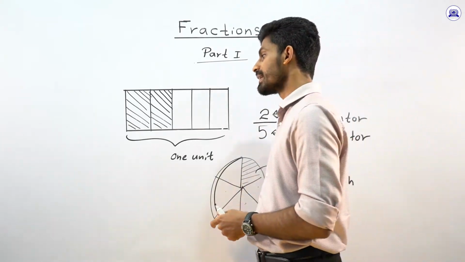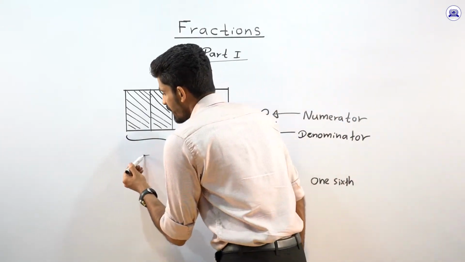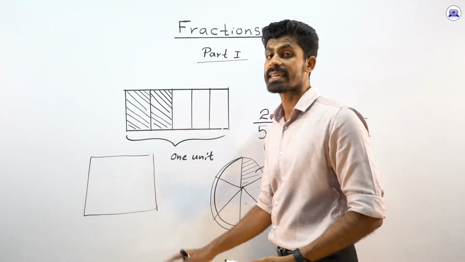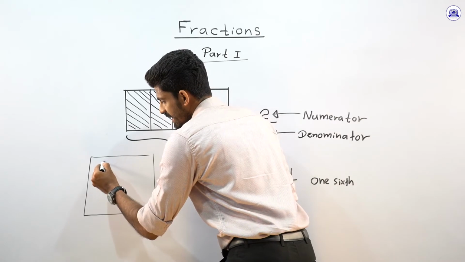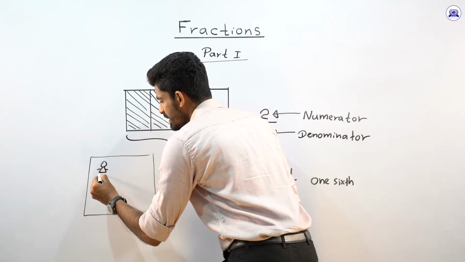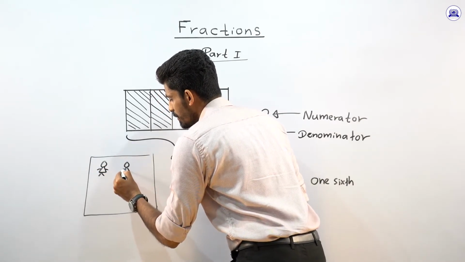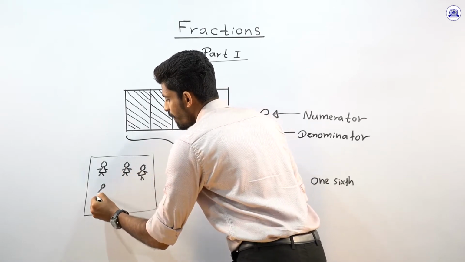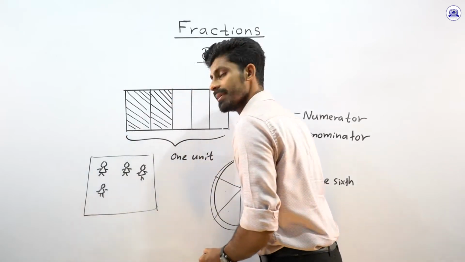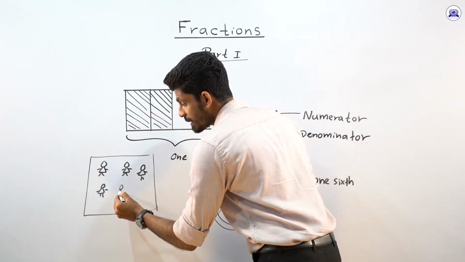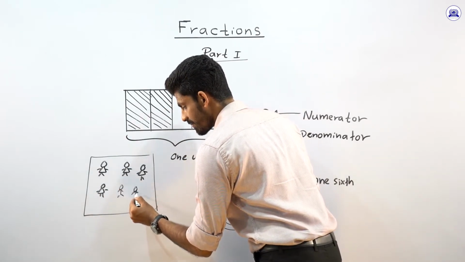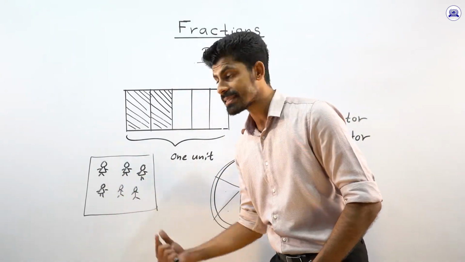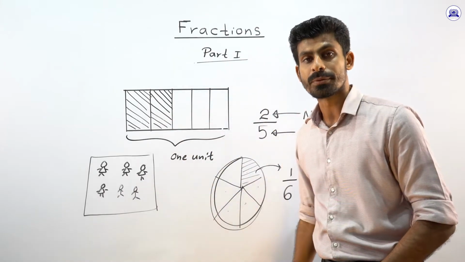Let me explain another example. My dear student, just consider a class. Just think there are 4 girls and 2 boys in a classroom: 1, 2, 3, 4 girls and 2 boys.